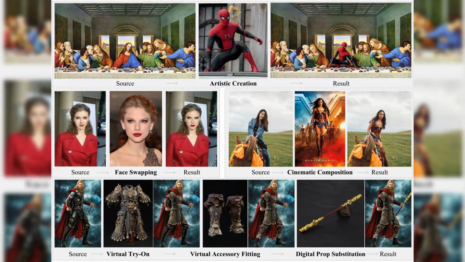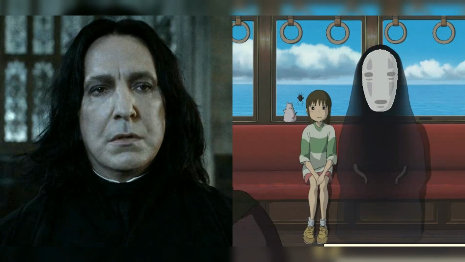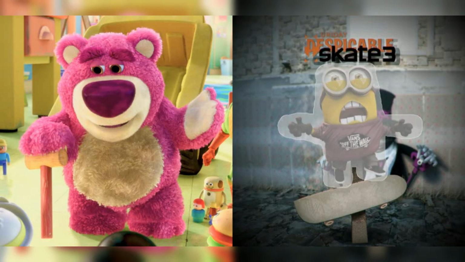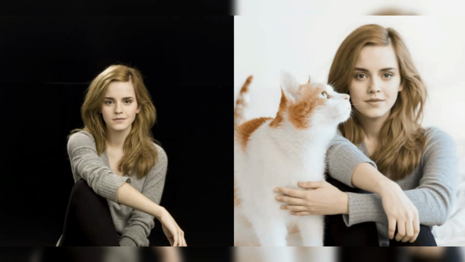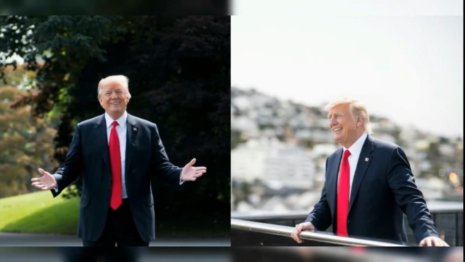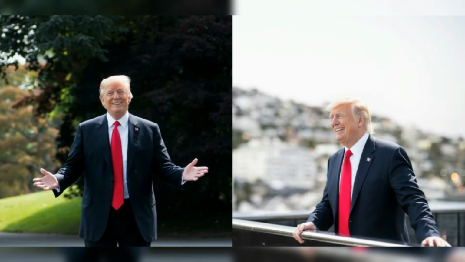What sets Insert Anything apart is its unified approach. Traditionally, image editing models are trained for specific tasks, like face swapping or virtual try-ons. But Insert Anything handles a wide range of editing scenarios using a single, unified framework. This includes use cases like meme creation, digital ad design, movie scene editing, fashion customization, and even pop culture art generation. The model preserves identity features and fine-grained details, like facial expressions, textures, and styles, while making the inserted content look like it naturally belongs in the target image.